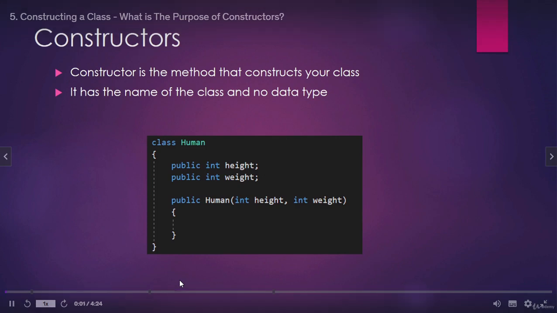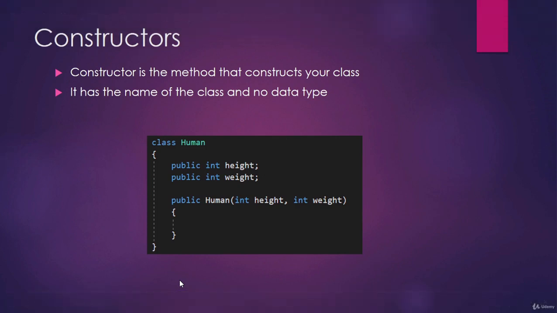The next thing that we need to learn in object-oriented programming is constructors. Every class has its own constructor. Even if you don't define one, it still has a constructor. This is why the class that we created earlier was working, because even if you don't specify a constructor, Visual Studio is automatically creating a default empty constructor for you.